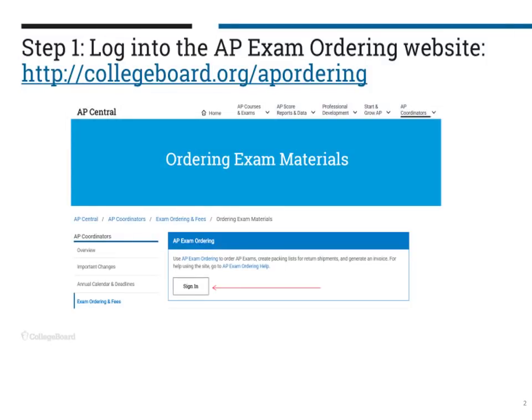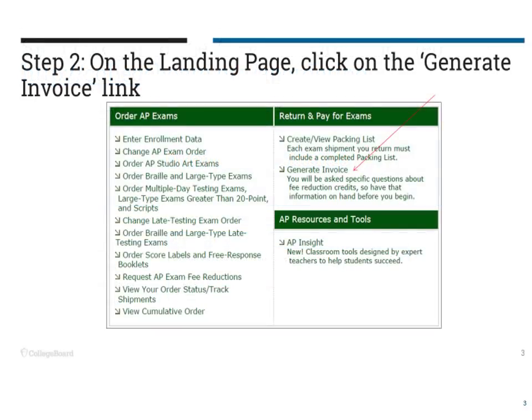Step 1 is to log in to the AP exam ordering website at the URL you see here. That is collegeboard.org/AP ordering. You can then sign in where the red arrow points on the sign in button. So as you can see on the slide, step 2 is to generate your invoice. When you get to this page, you'll click on the Generate Invoice link.